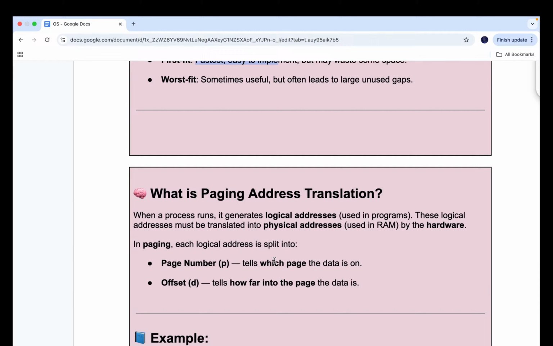What is paging address translation? When a process runs, it generates logical addresses. These logical addresses must be translated into physical addresses by the hardware.